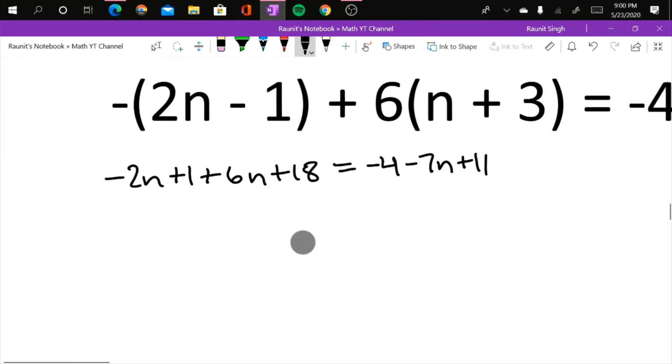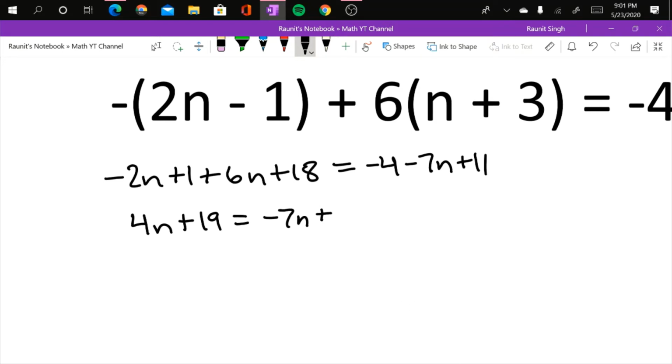Okay. And now we're going to have to simplify both the left side and the right side in order to make the equation easier for us to solve. So we have negative 2n plus 6n, which is equal to 4n. And then we have plus 1 plus 18, which is plus 19, which is equal to, we don't have any n's on the right side, so that's going to stay as negative 7n. And then we have negative 4 plus 11, which is going to bring us to a positive 7.